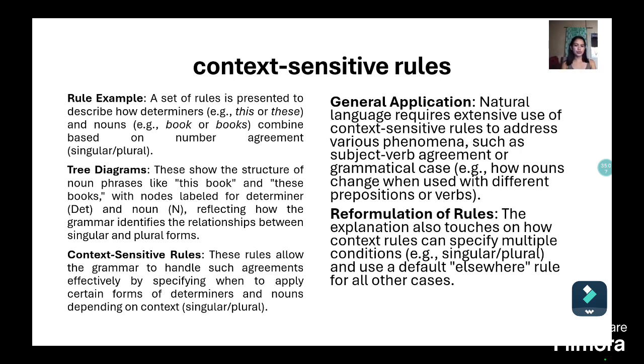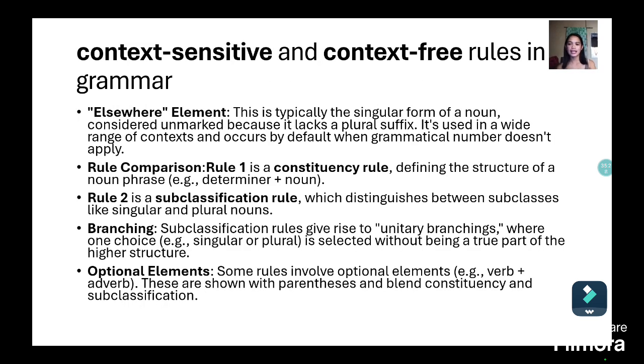Now, in the reformulation of rules, the explanation also touches on how context rules can specify multiple conditions, for example singular, plural, and use a default elsewhere rule for all other cases. Again, this is a continuation of context-sensitive rules in grammar. The elsewhere element is typically the singular form of a noun, considered unmarked because it lacks a plural suffix. It is used in a wide range of contexts and occurs by default when grammatical number doesn't apply.